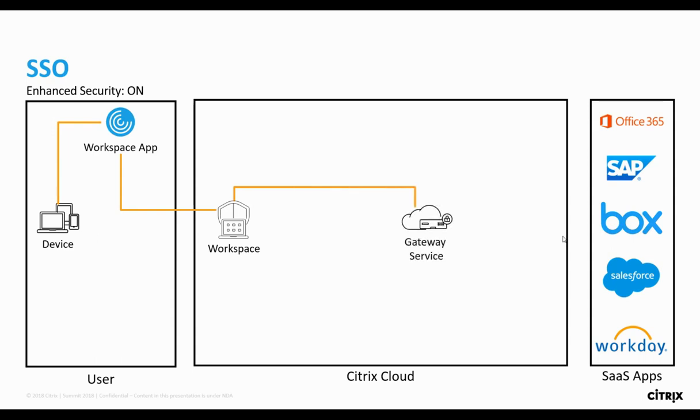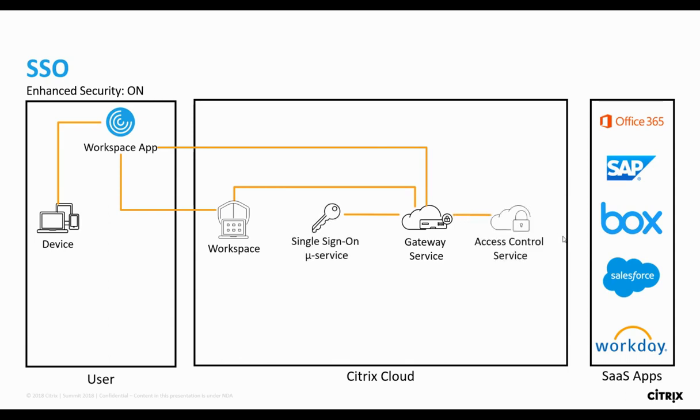Now this time, we get the one-time use URL and the preferred browser. Because enhanced security is turned on and we're using Workspace App, the embedded browser within Workspace App uses that one-time use URL to contact the gateway service. Gateway service gets the assertion for the user via the single sign-on microservice, plus it gets enhanced security policies via the access control service that runs in the cloud. And all those things go back and impact how the embedded browser looks and behaves.